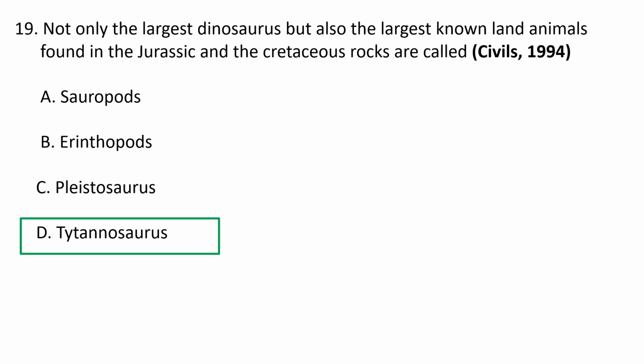So the correct answer is D, Titanosaurs. The titanosaur, also known as Patagotitan mayorum, may have been the world's largest terrestrial animal of all time, based on size estimates made after considering the fossilized bones attributed to the species. The collection included a femur, or thigh bone, that measured about 2.4 meters, roughly 8 feet from end to end. So the titanosaur is the largest known land animal found in the Jurassic and Cretaceous rocks. D is the correct answer.